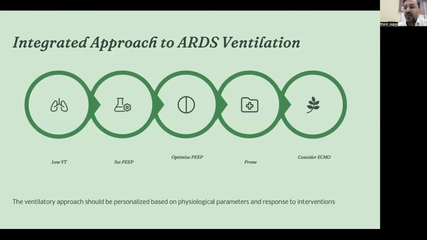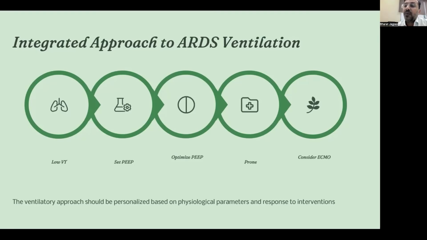Routine recruitment is not practiced. If you have the gadgets to look into whether the patient is recruitable or not, use that, and if recruitable, try to recruit the patient, but observe very closely, because there could be barotrauma and hemodynamic instability while you're recruiting. If the patient worsens further, or despite all the ventilator strategies you're not able to maintain a PF ratio more than 150, go for prone positioning.